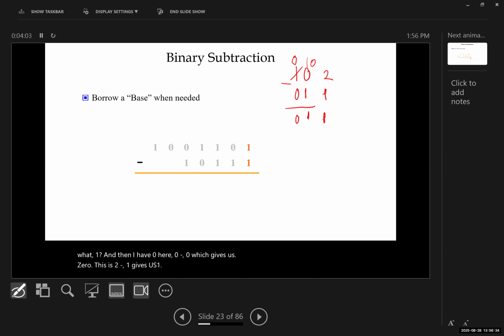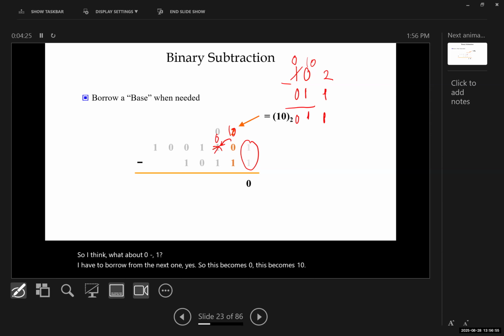It's the same principle here. So 1 minus 1. What is 1 minus 1? 0. So nothing here. What about 0 minus 1? I have to borrow from the next one. Yes. So this becomes 0. This becomes 10, or 2. You can write it as 10 or 2. Now 2 minus 1 gives us what? Gives us 1.